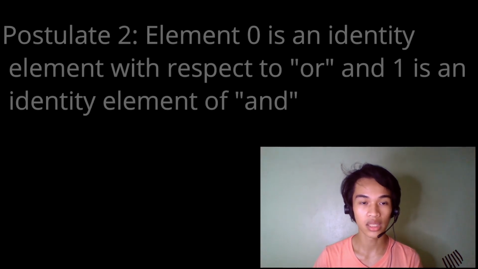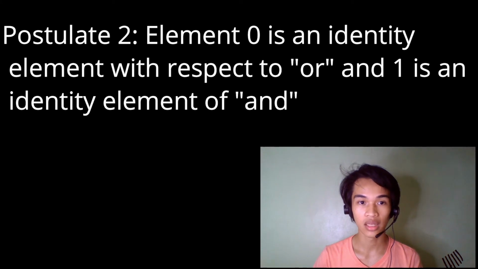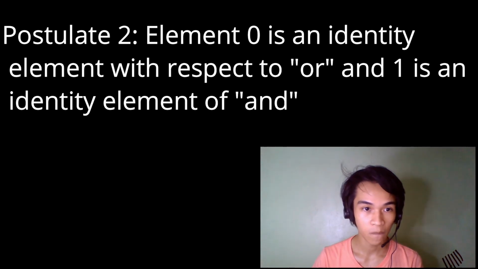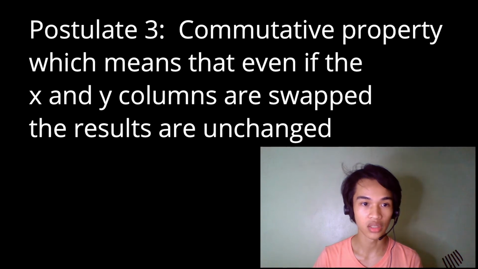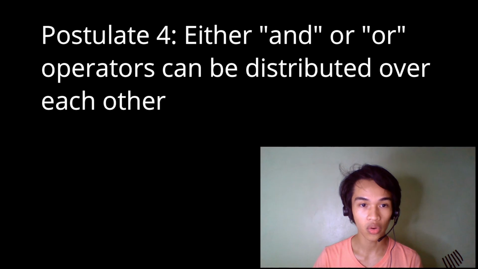Postulate 2 means that element 0 is an identity element with respect to OR, and 1 is an identity element with respect to AND. Postulate 3 is the commutative property, which means that even if the x and y columns are swapped, the results are unchanged. Postulate 4 means that either AND or OR operators can be distributed over each other, unlike in base 10 algebra, wherein the distributive property can only be applied in multiplication.